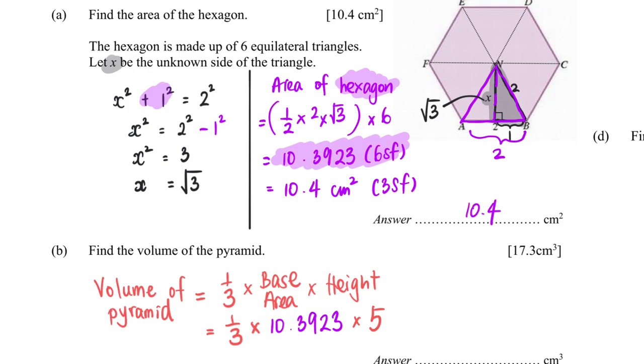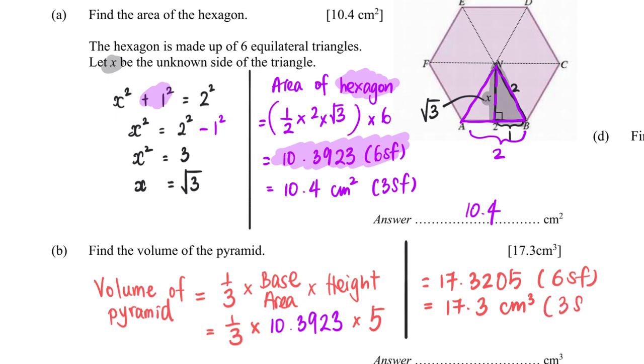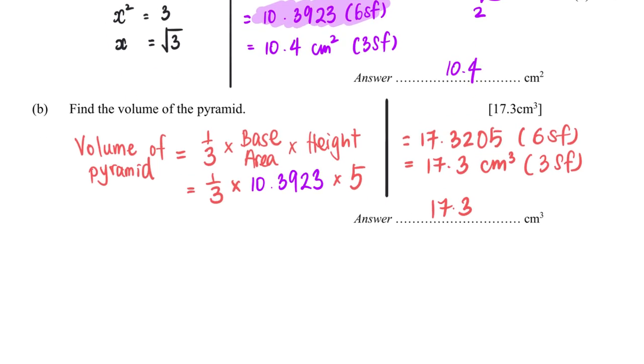And then this will give me my final answer as, let me just write it down here, 17.3205. Again, I like to leave my answer to 6 significant figures, followed by 3 significant figures, 17.3. So part A is done, part B is done.